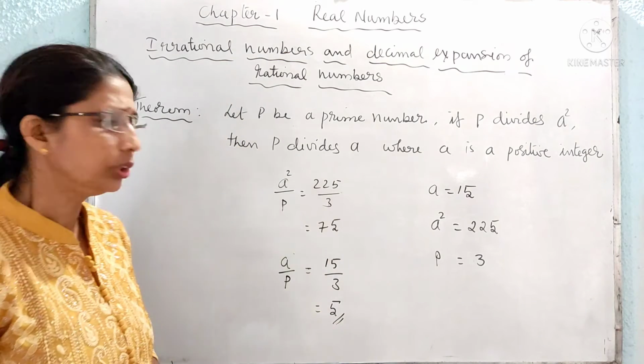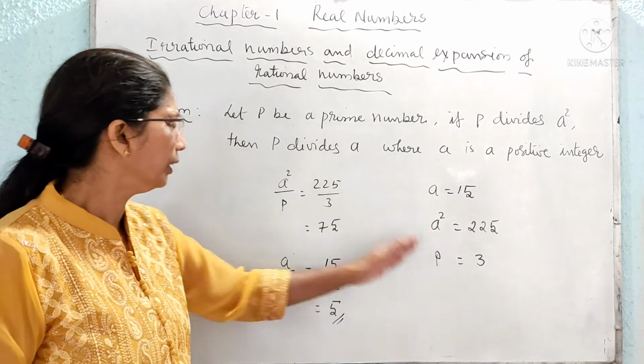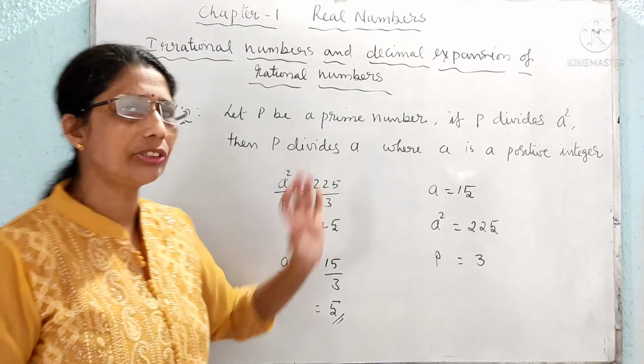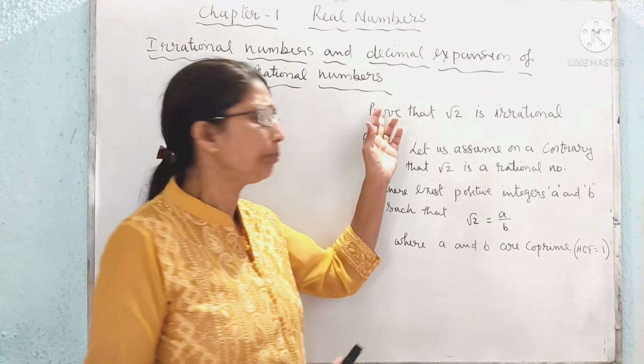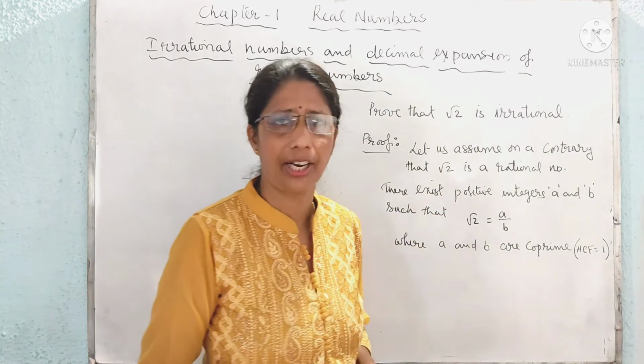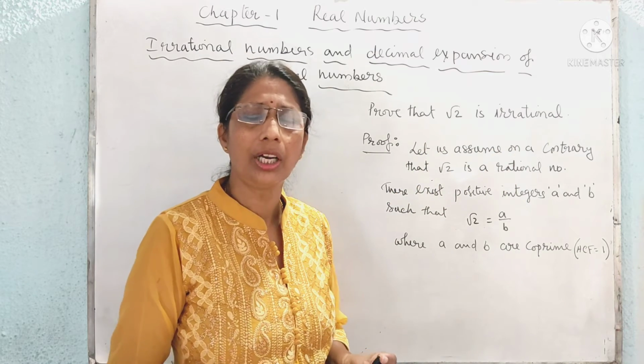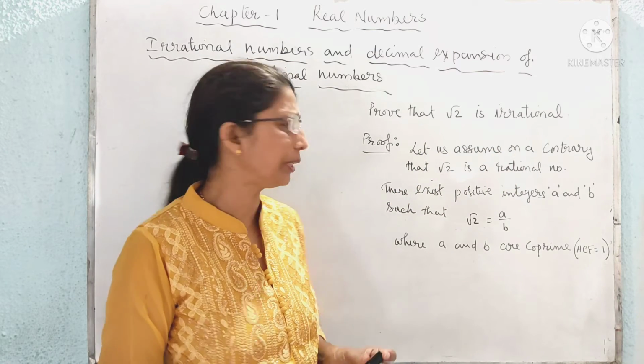This is the theorem. Did you understand this example? Here, if p divides a square, that means p divides a also. Now we are taking, prove that root 2 is irrational. How can we prove that root 2 is irrational? I already gave you the contradiction method.